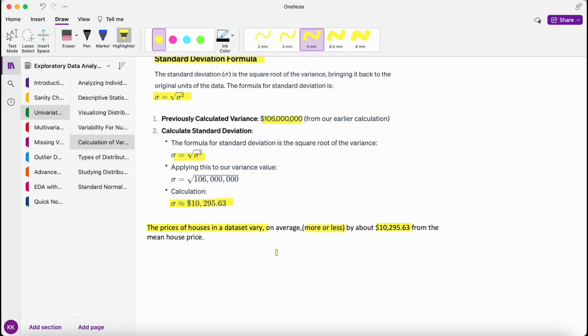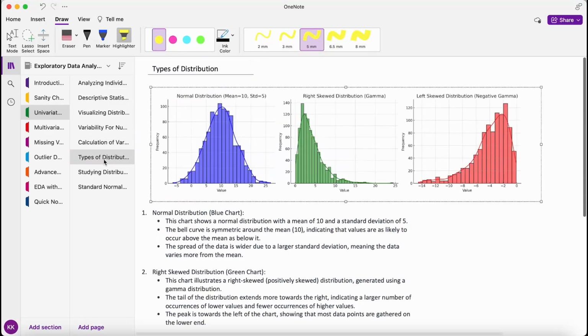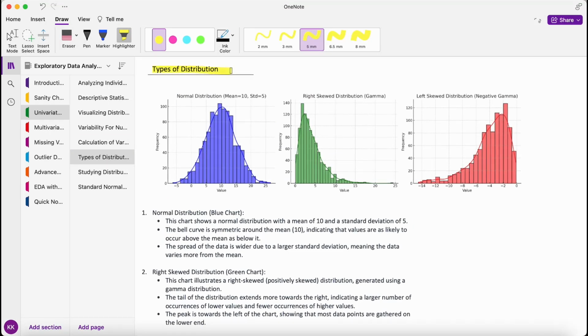Now we turn our attention to distributions, which describe how data points are spread across the range of possible values. There are generally three types of distributions you will encounter. First, we have the normal distribution, shown in blue. It's the most well-known distribution, characterized by its symmetric bell-shaped curve.